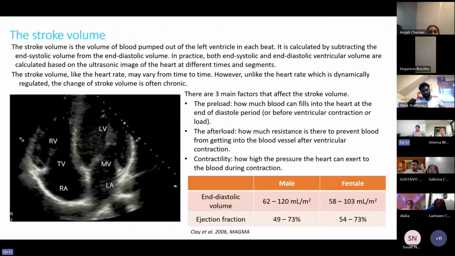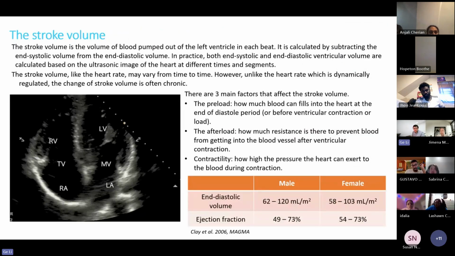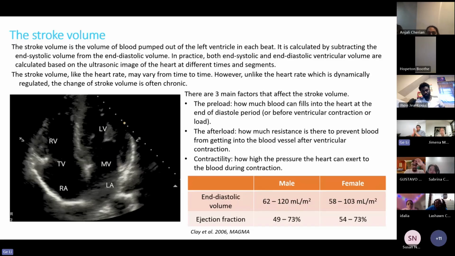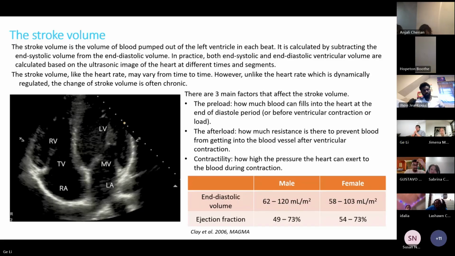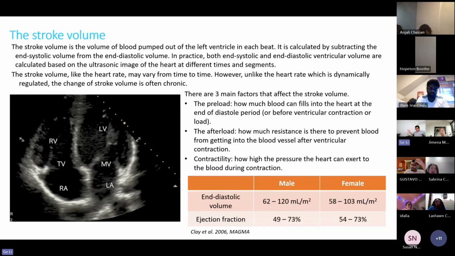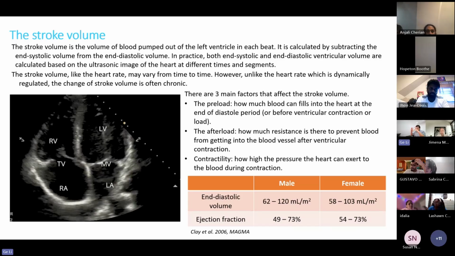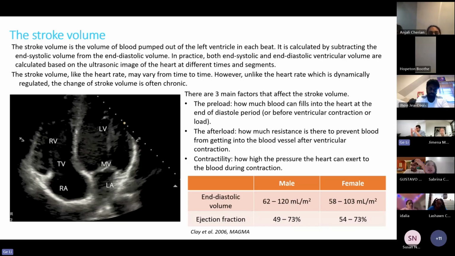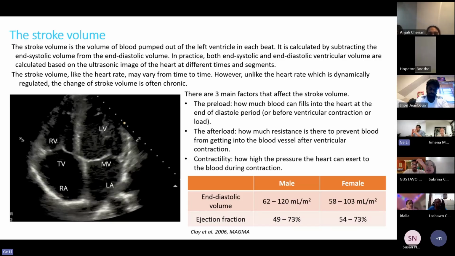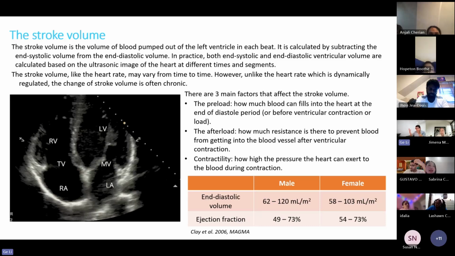Okay, we're almost done with this one. Okay, now we go to stroke volume. So again, what is stroke volume? The blood volume that can be pumped out of the left ventricle.